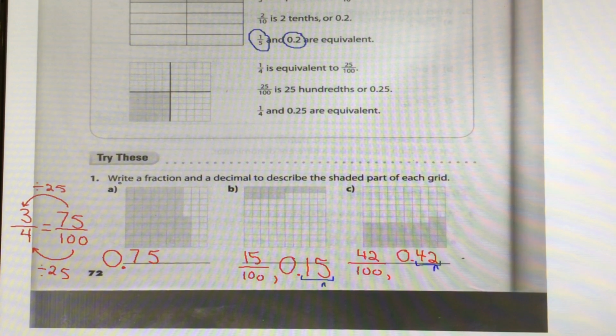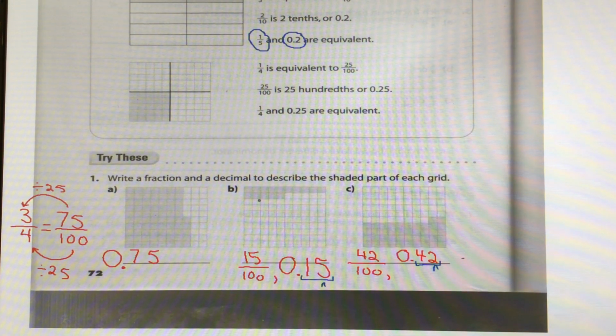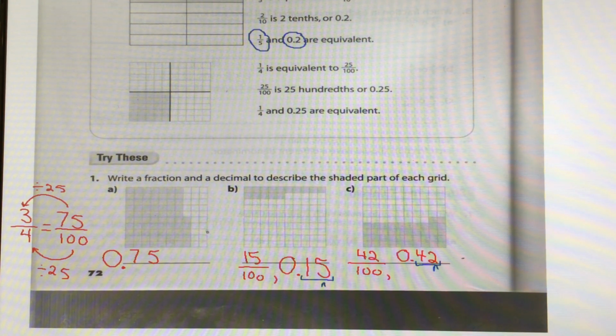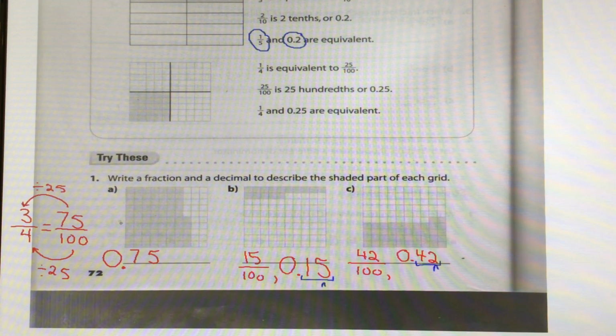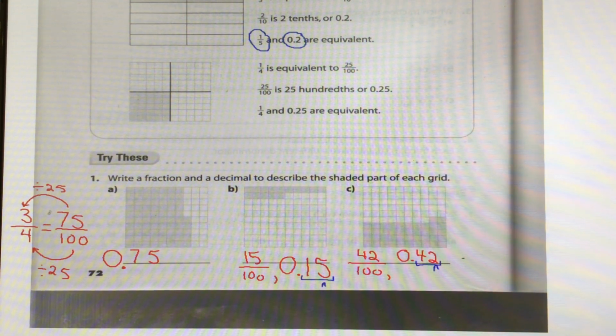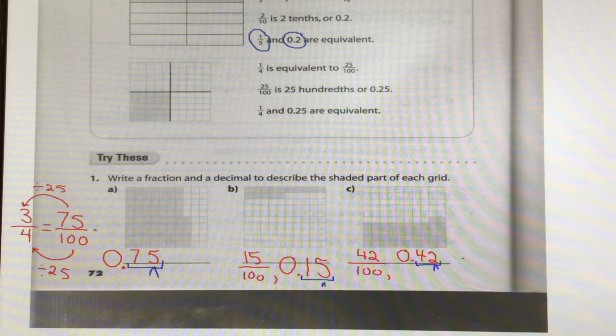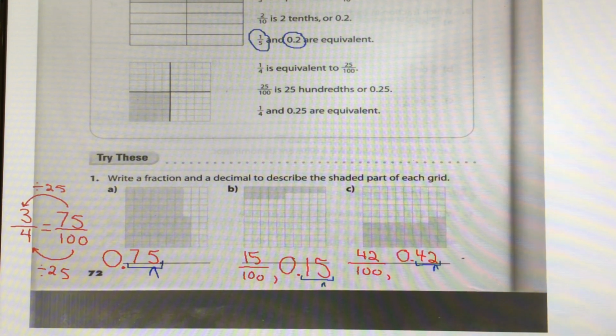When we take a look at the grid, it says write a fraction and a decimal to describe the shaded part of each grid. In this case, it is 10 columns and 10 rows. So there are 100 little squares in this whole thing. In this case, we have 75 shaded, so we have 75 out of 100. That's our ones column, our tenths column, our hundredths column, and we're interested in 75 out of 100. We take everything in a box to the left, and it is 75 out of 100, which is our fraction, or 0.75.